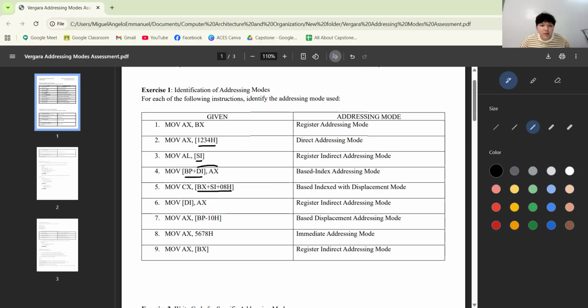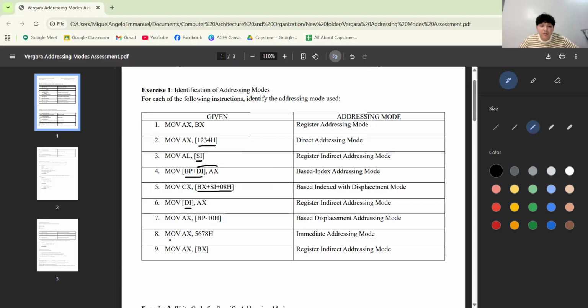Next, we have MOV [DI], AX. For this one, the addressing mode used is register indirect addressing mode. Just like I've mentioned earlier, DI is mentioned in one of the offset addresses in register indirect addressing mode. Next, we have MOV AX, [BP-10H]. In this part, the addressing mode used is base displacement addressing mode, since this is the summation or the difference of the addresses.